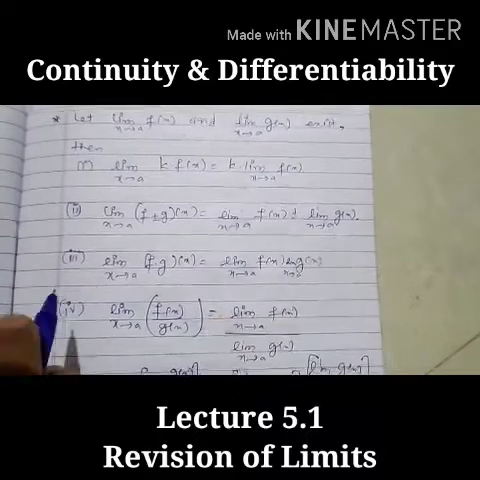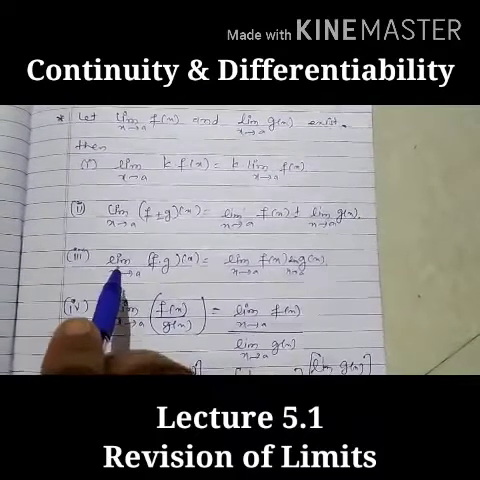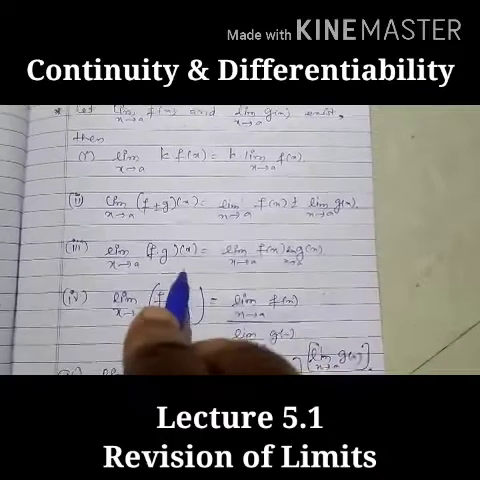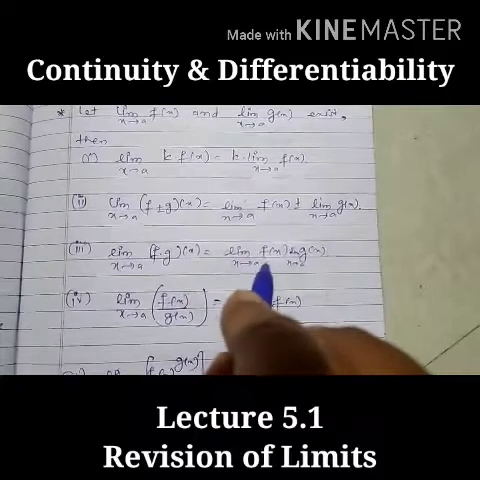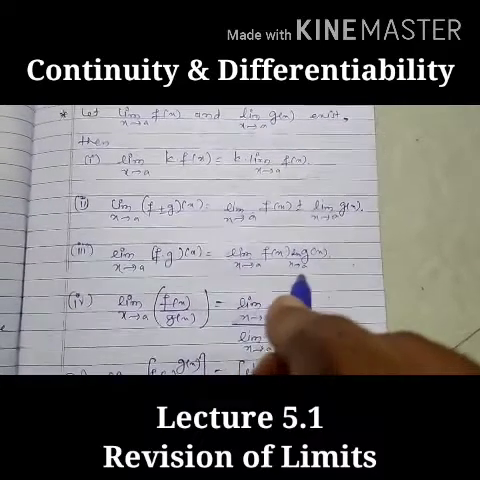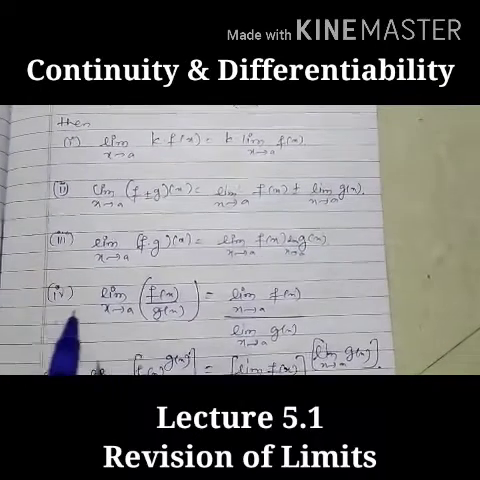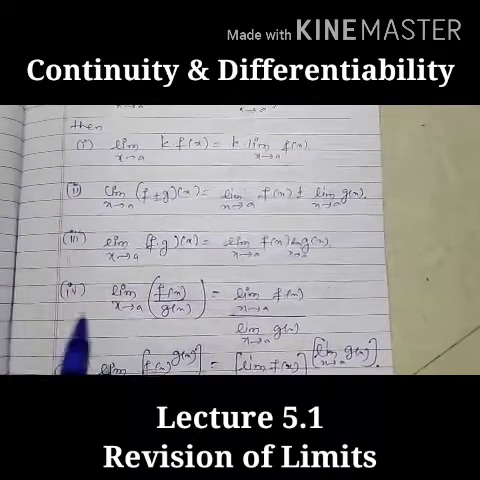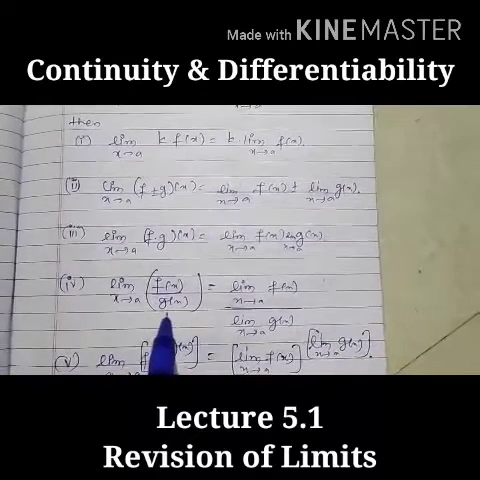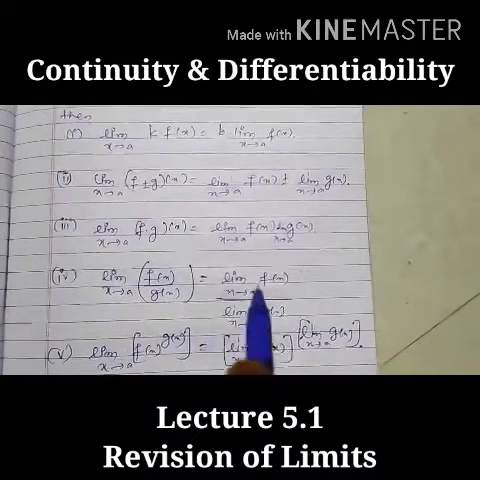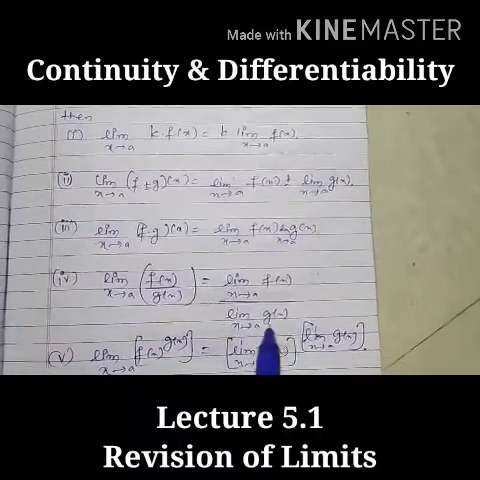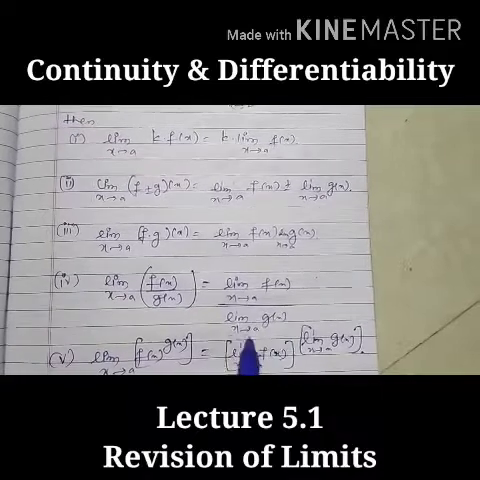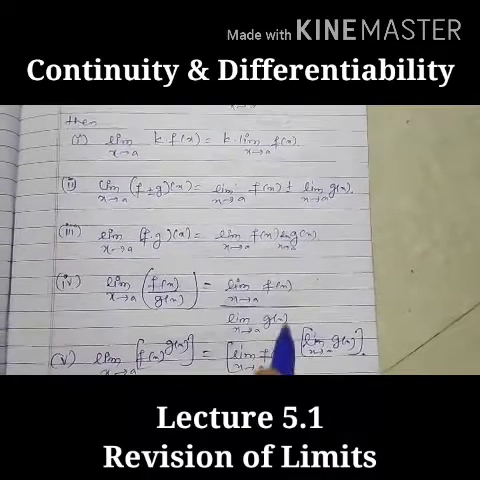Here limit as x tends to a f of x plus or minus limit as x tends to a g of x. Getting? Now the third one, for the multiplication, limit as x tends to a f of x into g of x will be limit as x tends to a f of x into limit as x tends to a g of x. Getting? For rational function also, we'll separate the limit. The fourth one, limit as x tends to a f of x upon g of x will be equal to limit as x tends to a f of x upon limit as x tends to a g of x, where one condition is there that limit of g of x as x tends to a is not equal to 0.